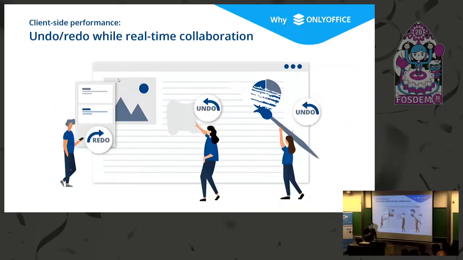One more example. A simple action like undo your last move can be a very hard job if you work in co-editing mode. So ONLYOFFICE allows you to use the undo feature without affecting your co-authors. ONLYOFFICE has its own lists of actions mapped to every user in the document. So you are able to use your undo without affecting any other users.